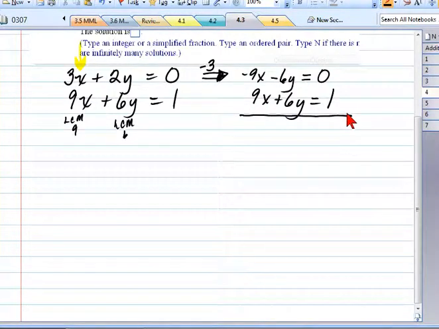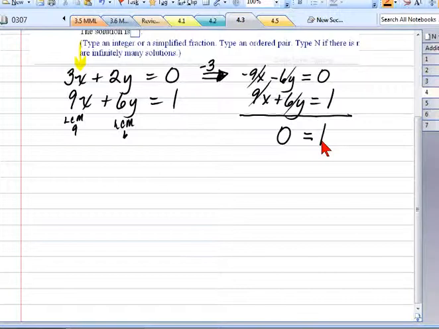It's time to add. If I add, my x's are opposites. And coincidentally, my y's are opposites. Now, I can't just avoid the left-hand side. What am I going to write down? 0. I have to write down something. Equal sign, and 0 plus 1 is 1.